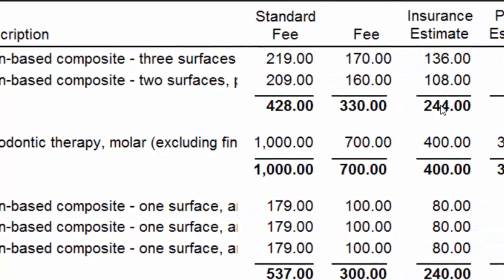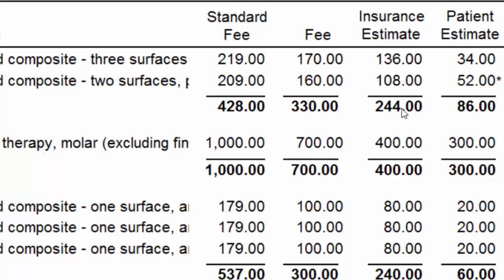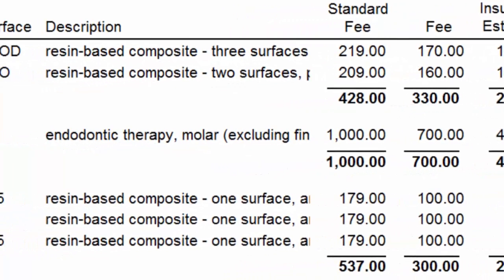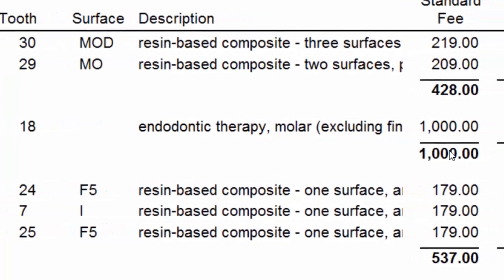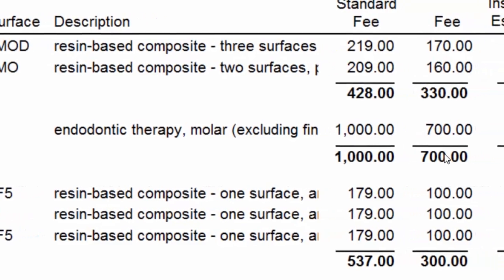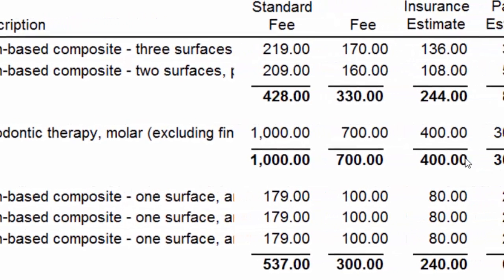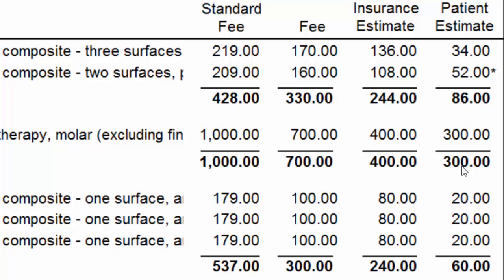Out of that amount, we estimate the insurance to pay $244, and the patient's portion we're estimating to be $86. Appointment number 2 is going to be for the root canal. $1,000 is what we charge, $700 is the insurance allowed, $400 is what they'll pay, $300 is the patient portion, and so on. So this makes it nice for you to have your patient plan out what they'll need to pay at each particular visit instead of just giving them a total dollar value, and that might be a little intimidating if they're looking at a lot of treatment.